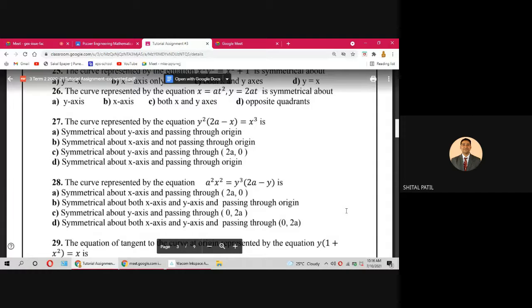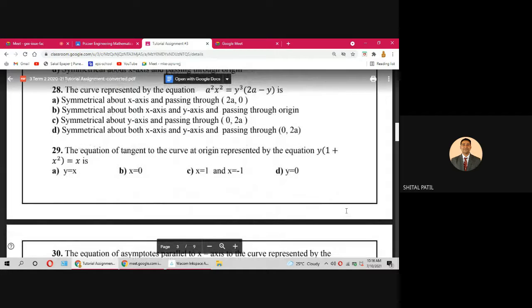If you want to check, substitute x equal to 0 and y equal to 2a. What do you have to do? x equal to 0 put it. Option C I am checking. Okay. And y equal to 2a substitute it. You will get 0 equal to 0. Left hand side equal to right hand side. So no doubt the curve is passing through point 0, 2a also. So C option is correct.